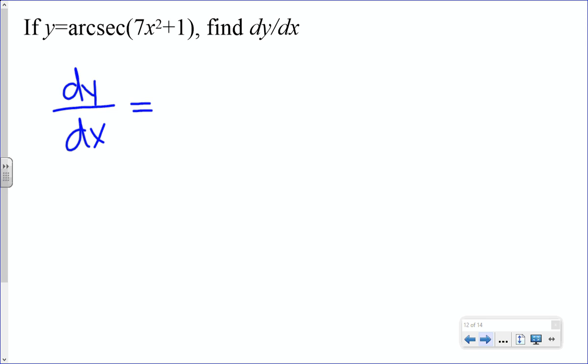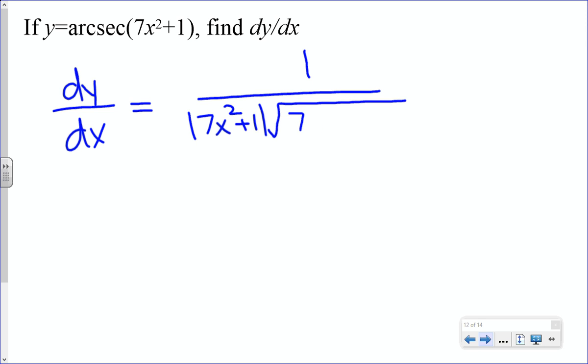Okay, so how about pod 2? How do we do this? So it's 1 over the absolute value of 7x squared plus 1 multiplied by the square root of 7x squared plus 1 minus 1. Multiply by 14x for the chain rule. This right here, is that what you're talking about? That needs to be squared? What do you think?